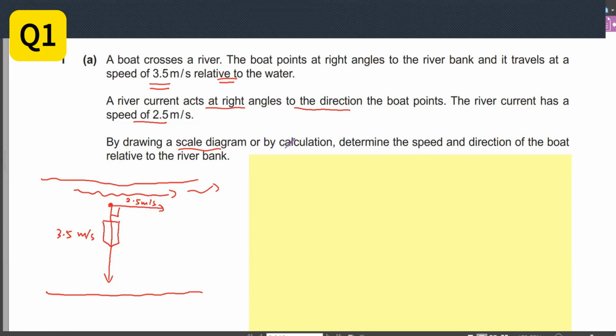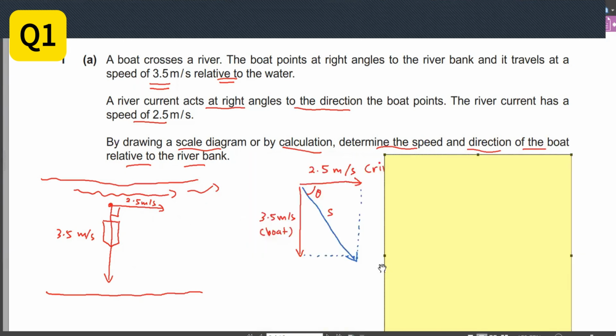By drawing a scale diagram or by calculations. In this case, we will use calculations. It's easier. Determine the speed and direction of the boat relative to the river bank. So this is a vector problem. We have two vectors at different angles. So what can we do?